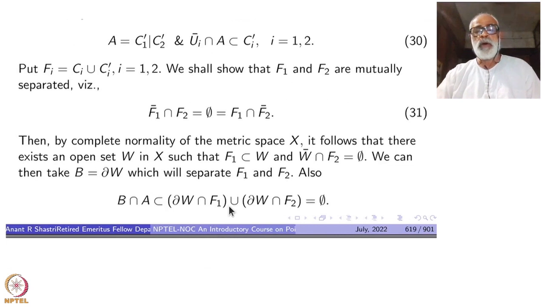Okay, so moreover, that's what I have told you. B intersection A is empty, because why? I have not yet shown this. What I have shown is that F1 and F2 are disjoint from B. Moreover, you want to ensure that B intersection A is empty. But B is the boundary of W, so B intersection A is boundary of W intersection F1, union boundary of W intersection F2, because this entire A is the union of C1 prime and C2 prime, and F1 and F2 contain C1 prime, C2 prime. So A is contained inside F1 union F2. Therefore this intersection is the intersection with F1, union the intersection with F2. But both of them are empty, as we just showed. So this B will serve the purpose.